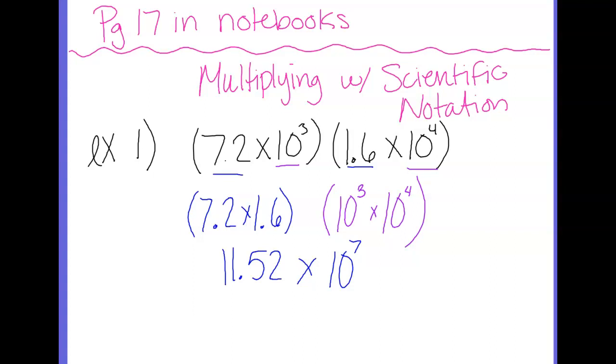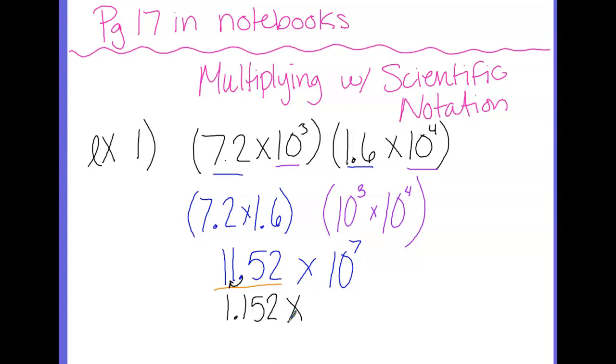Okay, remember our coefficient has to be a number greater than 1 but less than 10. Is 11.52 less than 10? No, so I need to move my decimal, right? How many times do you want me to move it? Once. Okay, so if I move it once this way, I would have 1.152 times, when I move my decimal forward, am I going to add or subtract 1 from my 10 to the 7th?